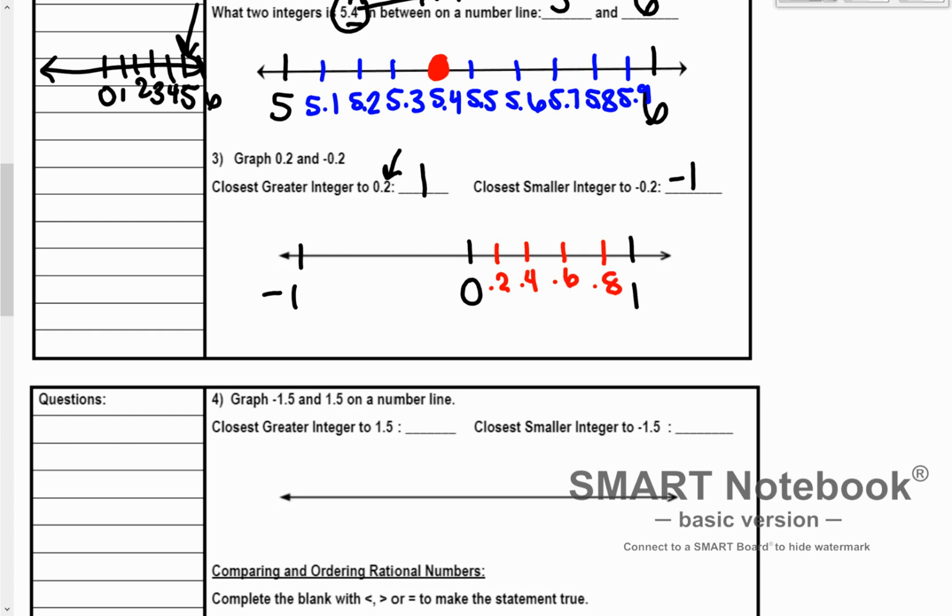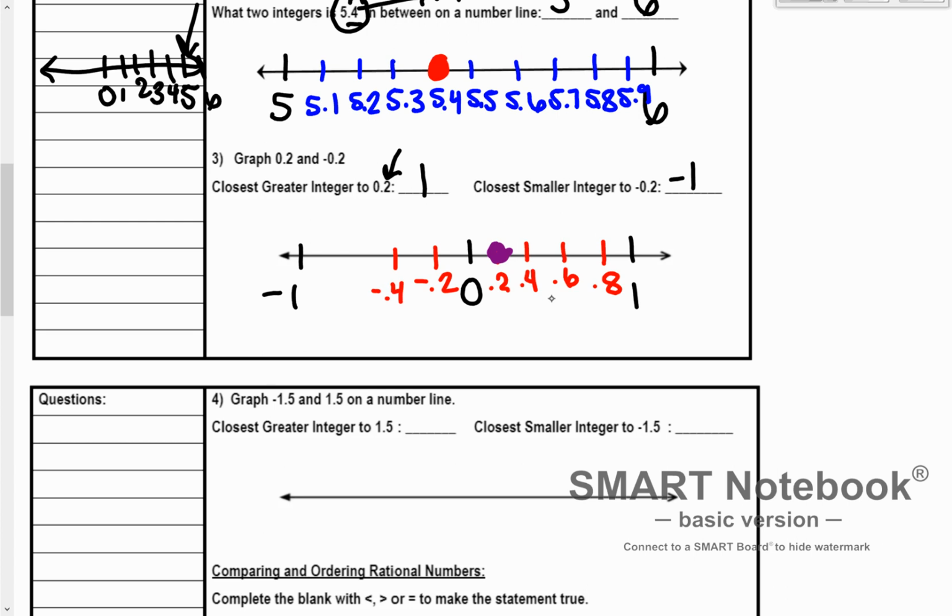0.4, 0.6, and 0.8. I'll put a nice big dot on 0.2 because that is a number that I'm graphing. Now remember, our number line is mirrored towards the negative side. So if 0.2 is my first positive value, negative 0.2 is my first negative value. It should be the same, just negative.